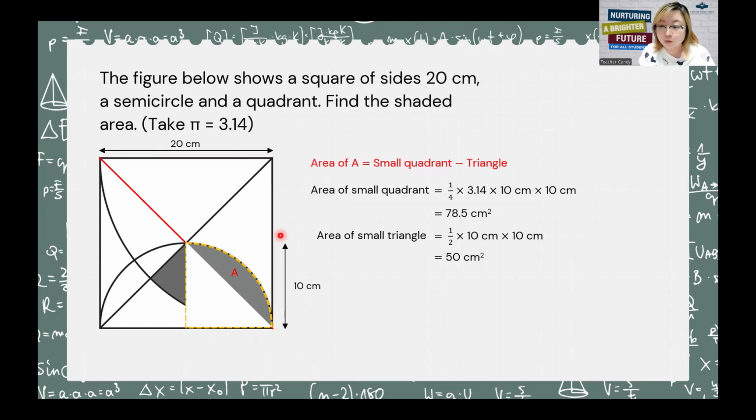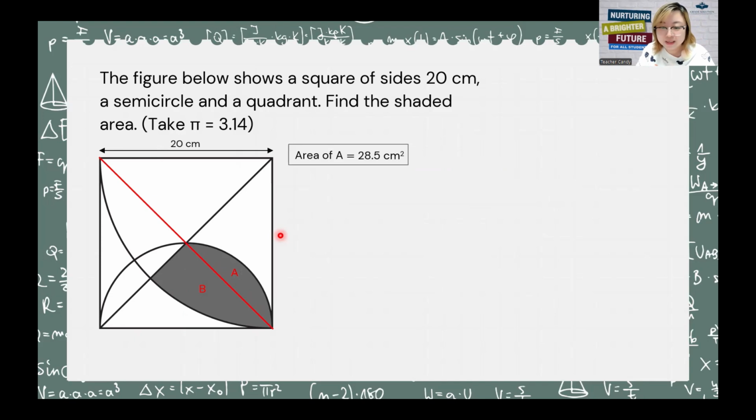Okay, so let's do one more step in order to find our area A. The shaded area A, we're going to take the small quadrant, which we already found, minus the small triangle. And we'll get 28.5 centimeters square. So we found area of A. Okay, so area of A is 28.5 centimeters square.